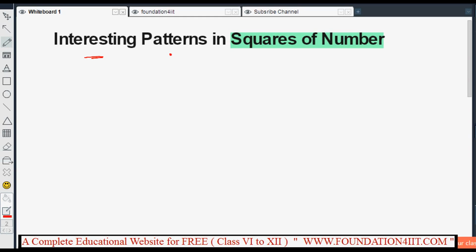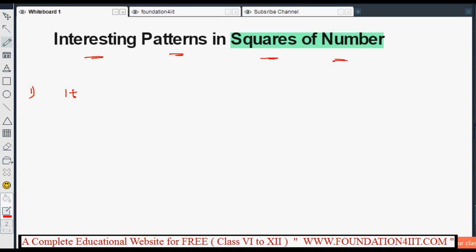Some interesting patterns in square numbers we'll see now. I'll tell you some important rules related to the square of numbers in pattern formation. Around 7 simple topics I'll explain in this session. For example, the first one, the square of a number.